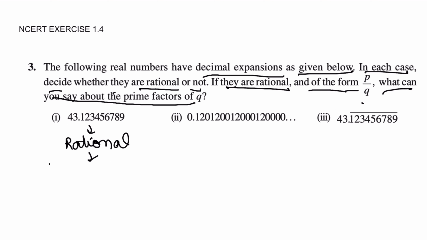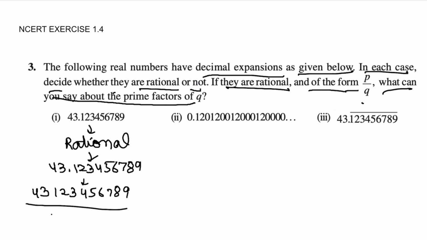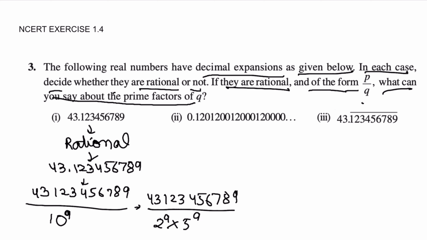Okay, so I can write 43.123456789 in the form of 43123456789 divided by 10 to the power 9 to get the same number of zeros, right? And we already know that I can write this as 2 to the power 9 and 5 to the power 9. What we can say about the prime factors of q? That they are 2 and 5 with the power of 9 on both. Great. Let's talk about question number 2 now.